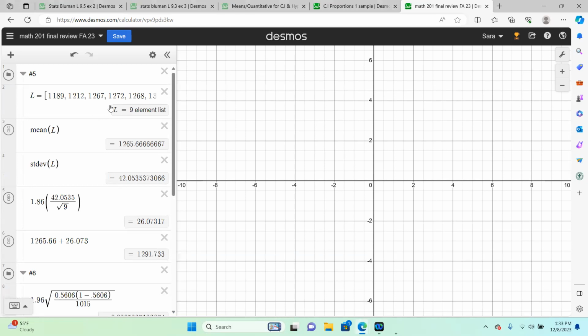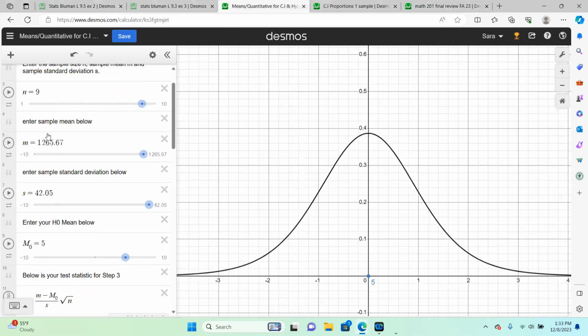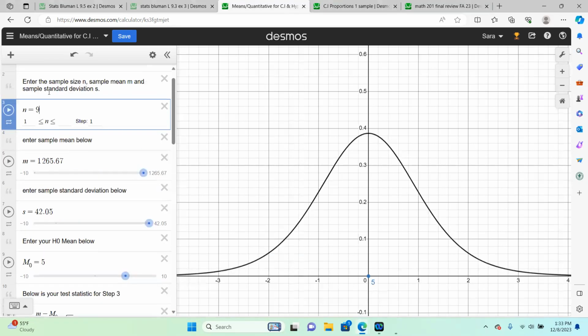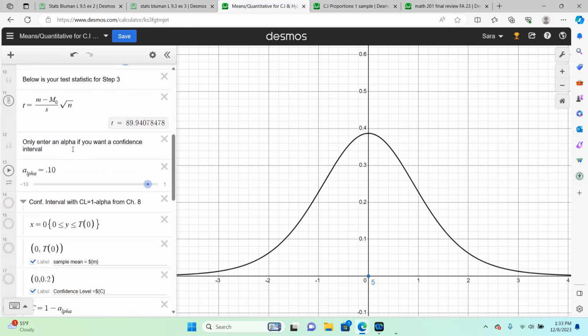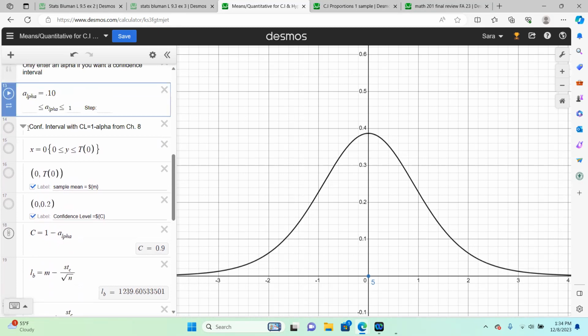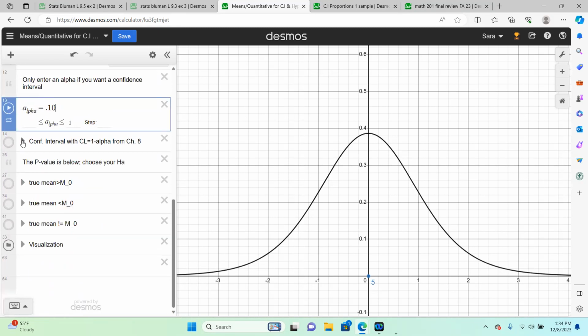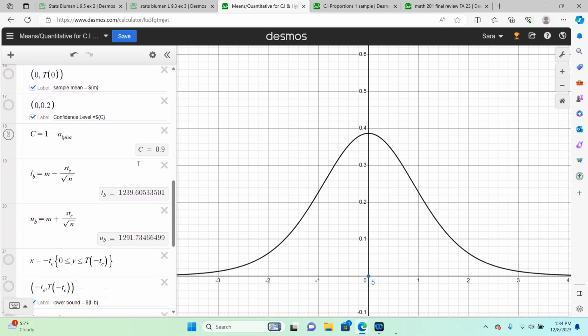So I'm going to the means program, and I put in the mean 1265.67, my sample size of 9, and then the sample standard deviation of 42.05. Currently, we're not doing a hypothesis test, but we are doing a confidence interval, so we have to put in our alpha. And we said alpha was 0.10. And then I am just choosing the drop down for the confidence interval.